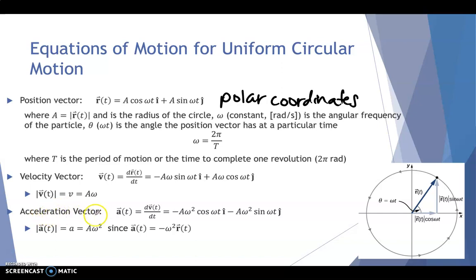The acceleration vector is the derivative of the velocity vector, okay, described here. And notice that the magnitude is a omega squared, and that makes sense because a of t is equal to negative omega squared r hat, or r vector.